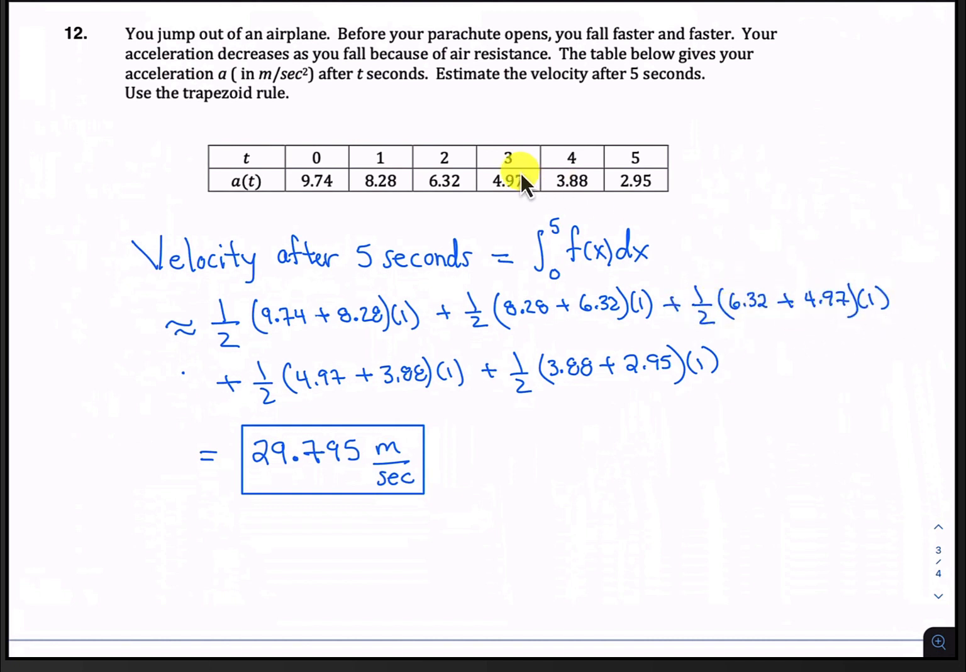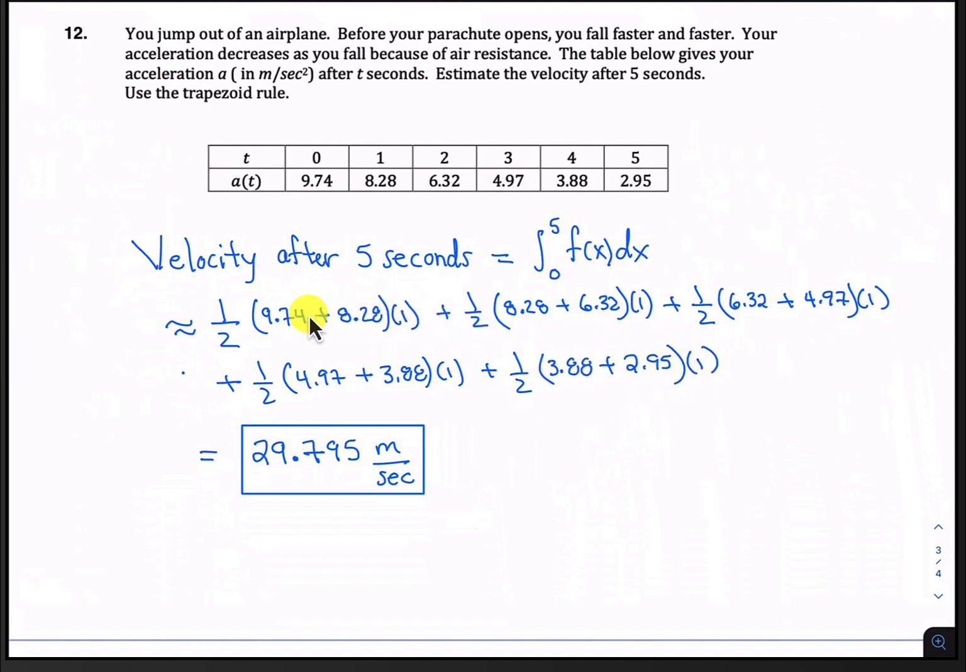The next trapezoid will go from 3 to 4. The two heights there are 4.97 and 3.88. So here's the calculation for that trapezoid. And then the last trapezoid goes from 4 to 5, and those heights are 3.88 and 2.95. And this is the calculation for that last trapezoid.